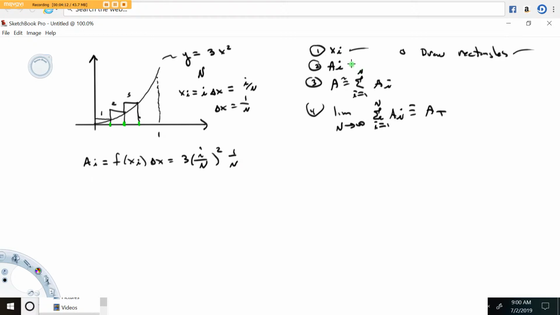Okay. Check. Now we want a formula for the total. So the total area is going to be approximately equal to the sum from i equals 1 to n. Again, we're going to let this flow. We haven't nailed down a specific value yet of this expression, 3i over n squared times 1 over n.